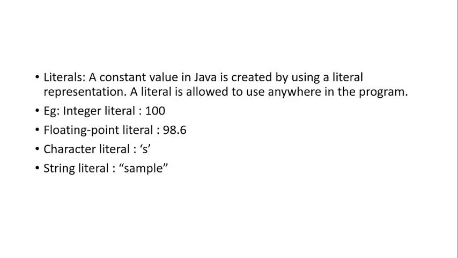Next is the literal. Literals are classified into integer literal, floating point literal, character literal, as well as string literal. What is an integer literal? If I give 100, 99, 10, all these values are considered integer literals. What is a floating point value? When I use the decimal point, like 98.6, this is considered a floating point value. Character literal: if I give some letters, then it is a character. When I use a combination of letters like sample, that combination of letters is known as a string. All these things are considered literals. A literal is a constant value in Java which is created using the literal representation, and these will be assigned to a variable.